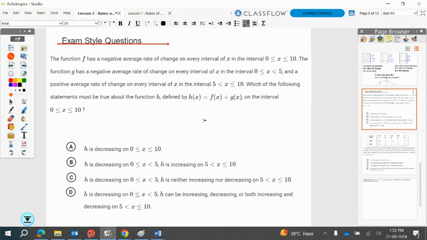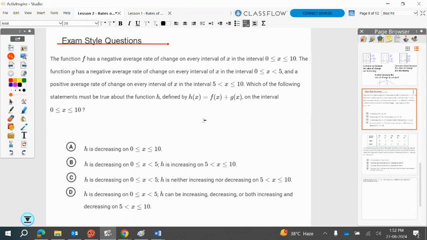g is negative and then positive, but we don't know how negative and how positive. So a negative plus a negative is going to mean we get a negative answer. But a negative plus a positive could be positive or negative after we pass 5. So in that particular interval, it would depend on how negative f is and how positive g is, as to whether the function h is positive or negative. So h is decreasing? No, we can't be guaranteed of that.